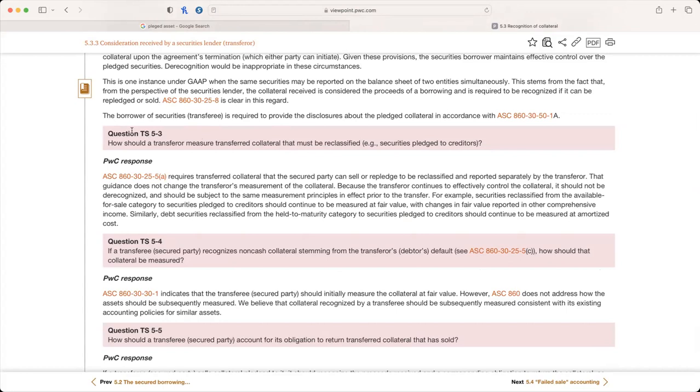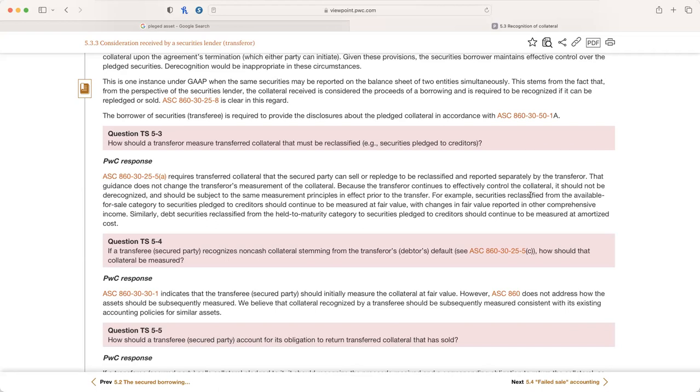All right, it says, how should a transferor measure transfer collateral that must be reclassified, securities pledged to creditors? So it says ASC 860-30-25-5A requires transfer collateral that the secured party can sell or repledge to be reclassified and reported separately by the transferor. That guidance does not change the transferor's measurement of the collateral. Because the transferor continues to effectively control the collateral, it should not be derecognized and should be subject to the same measurement principles in effect prior to the transfer.